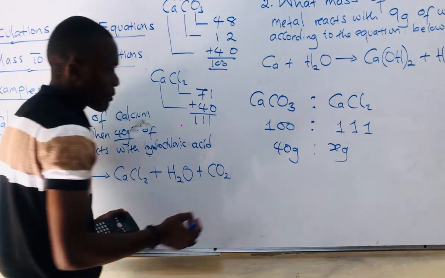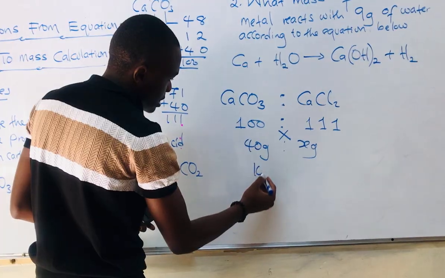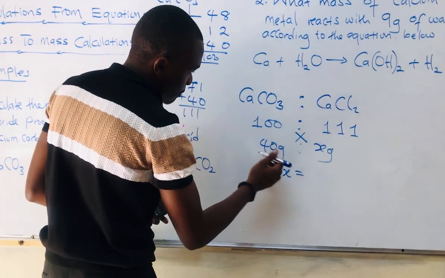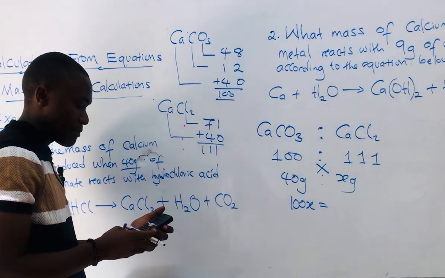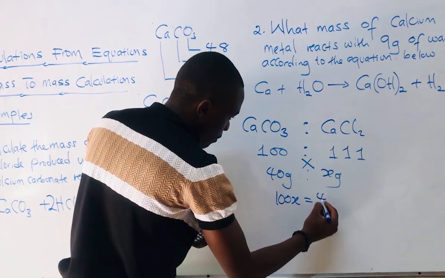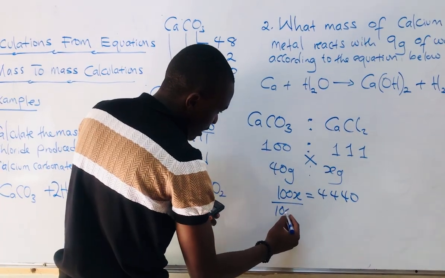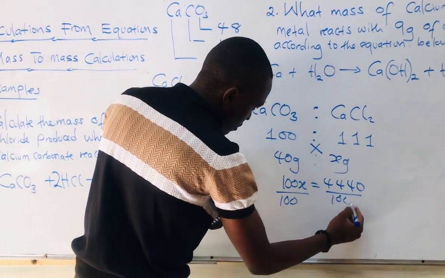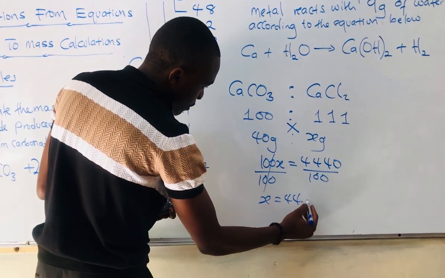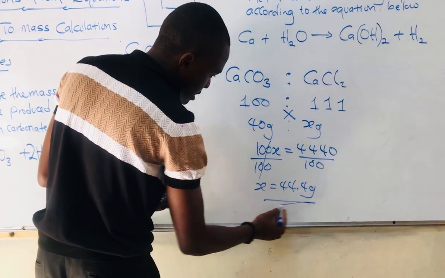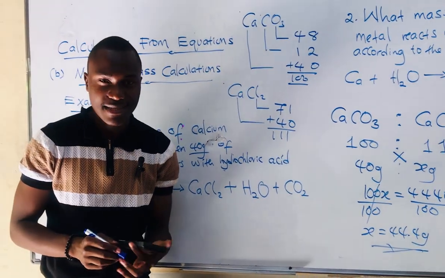Now from there, we are just going to cross multiply. 100 times X, we are getting 100X. 40 multiplied by 111. So 40 multiplied by 111, we get 4440. And then from there, we divide by 100. This side as well, we divide by 100. So the mass will be 44.4 grams like that. So 44.4 grams will be the mass.